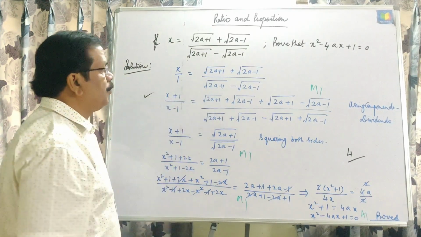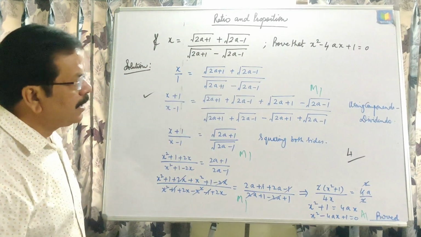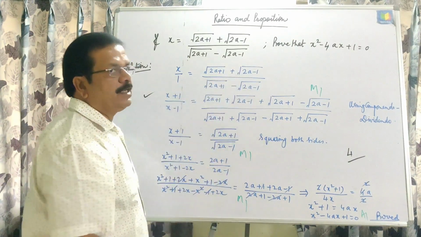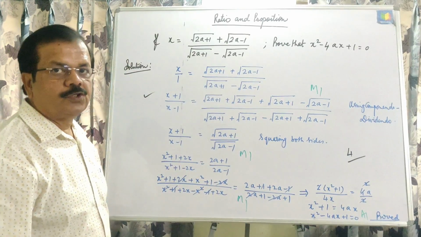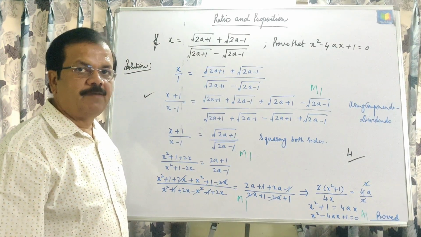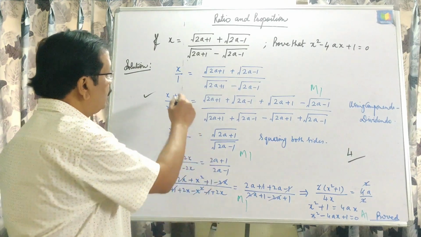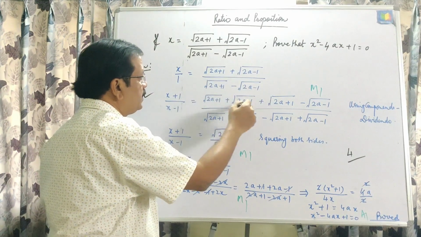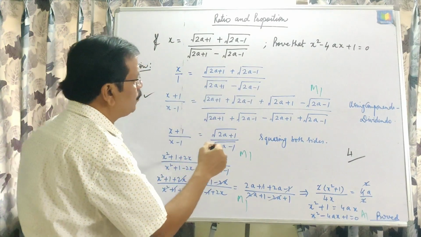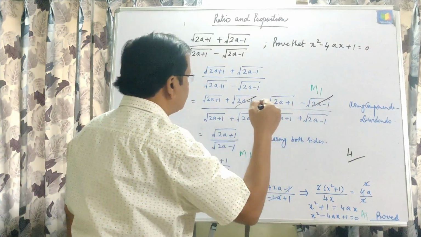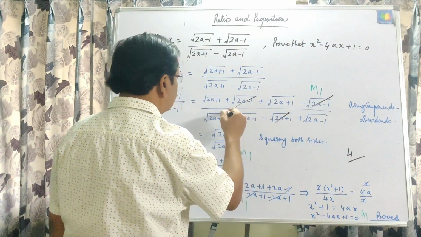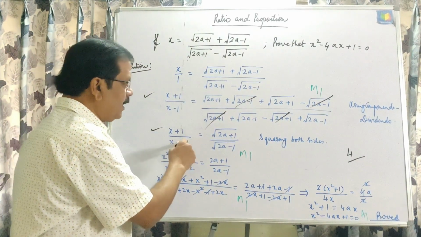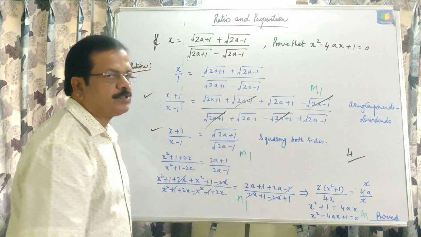Then we apply componendo dividendo, because a few terms in the numerator and denominator are common, so that after adding and subtracting they will be cancelled. Now here x plus 1 upon x minus 1 is equal to this plus this upon this minus this, and you can see this will be cancelled in the numerator and this will be cancelled in the denominator. Then after getting this, you square both sides.